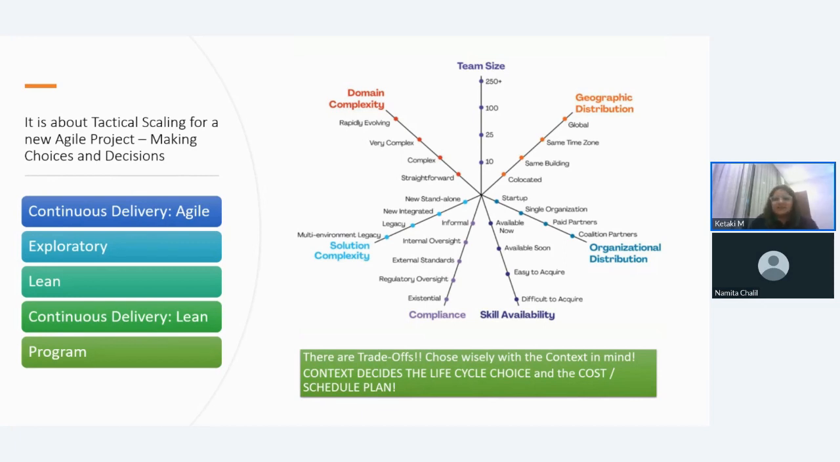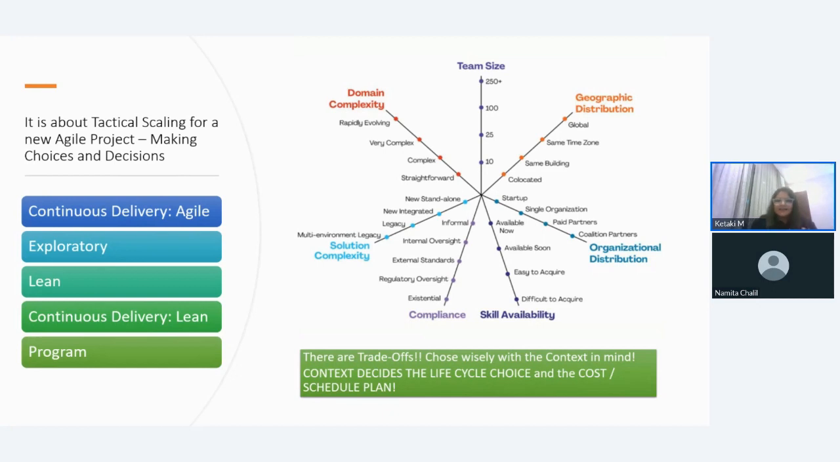Now, all these factors contribute to choosing a framework and tweaking it according to what will deliver the value in the fastest way. You could choose pure Agile. You could be a pure Agilist. You could choose extreme programming. You could choose TDD. You could choose continuous delivery. You could choose exploratory Agile. You could choose a lean kind of delivery model. You could also choose continuous delivery, but of lean nature. You could also choose a very traditional program management approach in which you will have stage gates and so on and so forth. Now, choosing each of these will require you to understand the context.